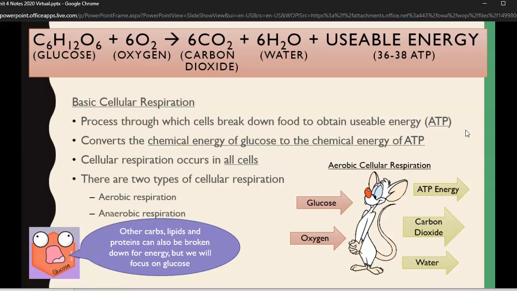It occurs in all cells, and there are 2 main types of cellular respiration. We have aerobic respiration and anaerobic respiration. One uses oxygen and the other one does not. Okay, so glucose and oxygen go into your body, and then your cells produce ATP, carbon dioxide, and water. So these are your reactants, these are your products.